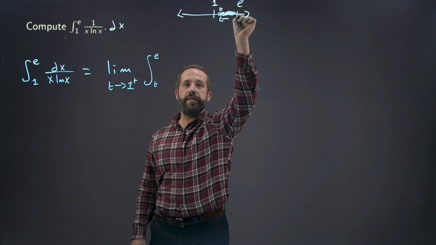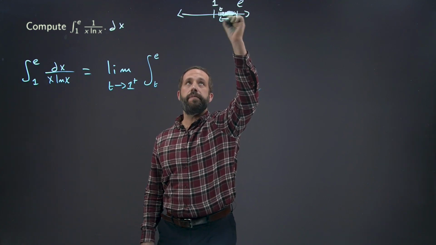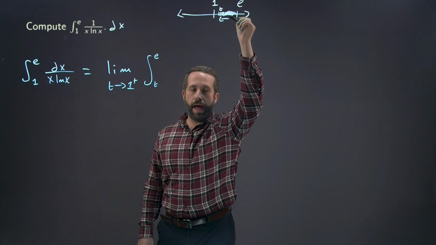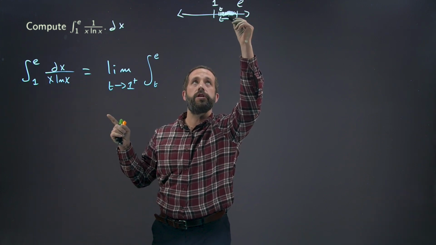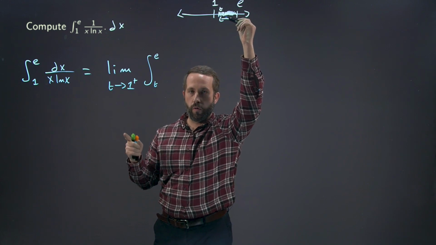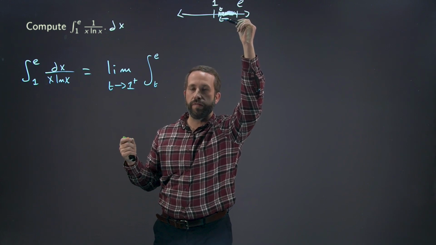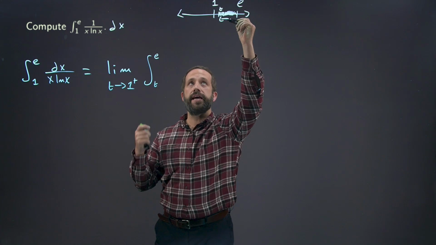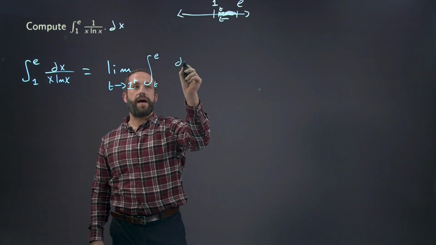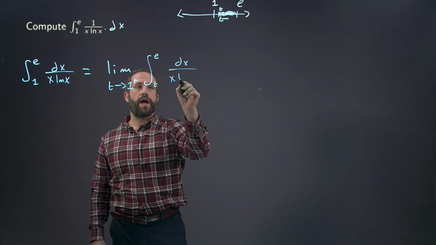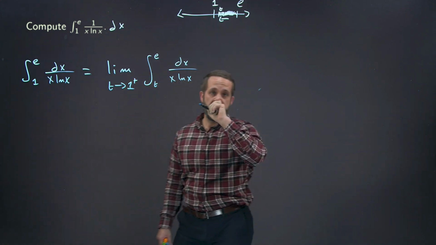When we integrate from t to e for any t bigger than 1, this is going to be a proper integral because on that interval, 1 over x log x is continuous. We're going to compute that using our normal integration rules for every value of t. We'll get a formula for t and take the limit of that as t goes to 1. But for now, we're going to have dx over x natural log of x.